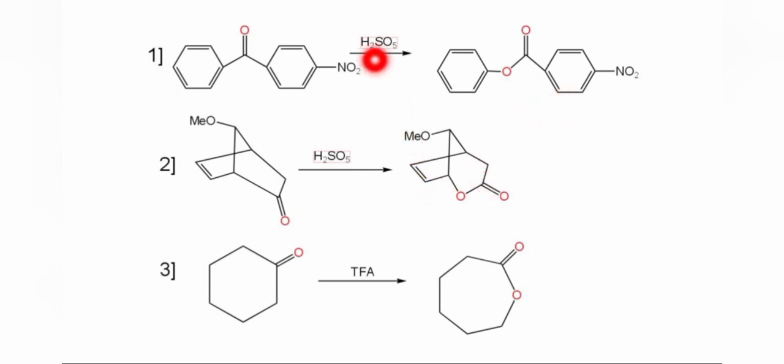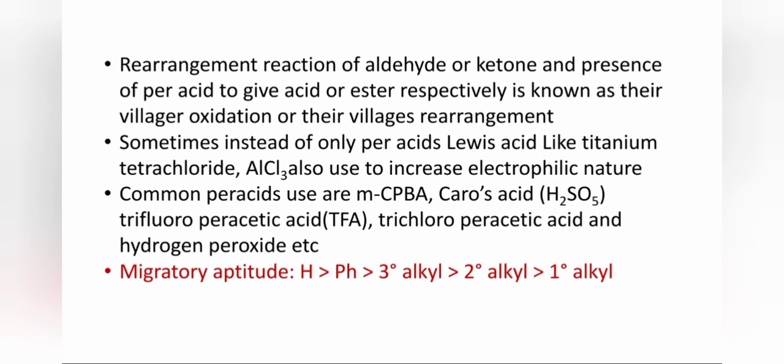Okay, here I have used H2SO5 which is Caro's acid. Here also, and here TFA. TFA means trifluoroperacetic acid. Okay. Okay, these are some theory parts so that you understand which acids, peracids are used, and what is migratory aptitude. Okay, so thank you and best of luck.